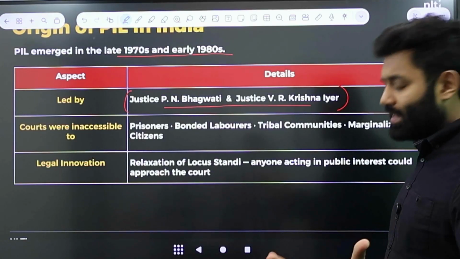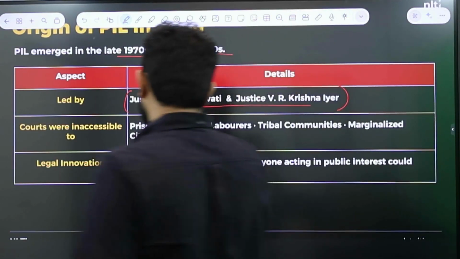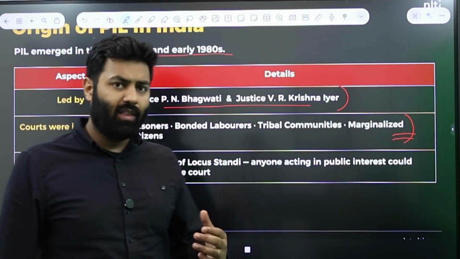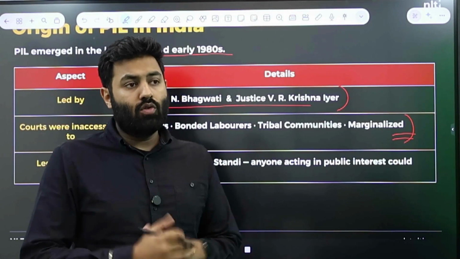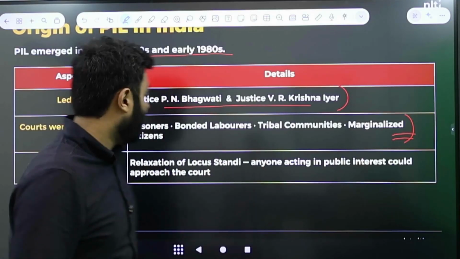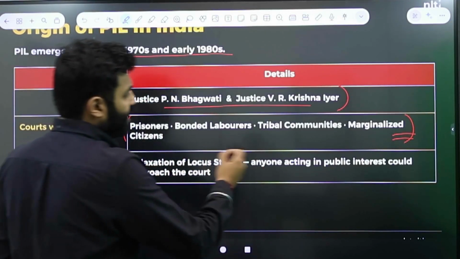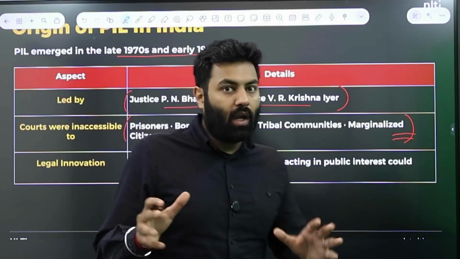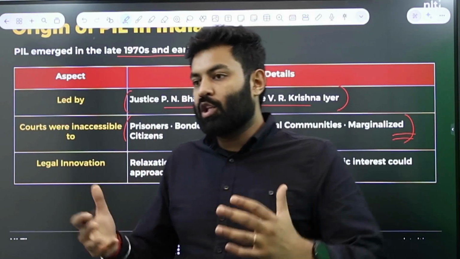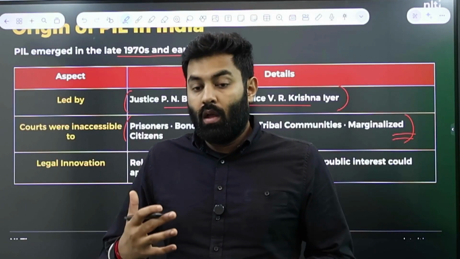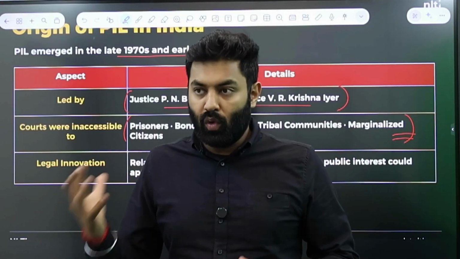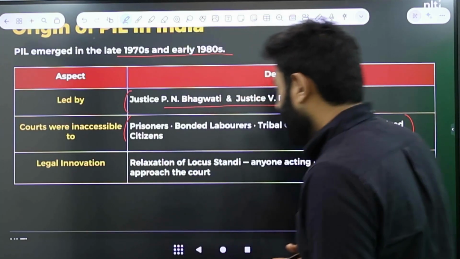Courts were inaccessible. People of these communities were never able to access courts. They were not able to know what their legal rights are, right? Like prisoners, bonded laborers, tribal communities, marginalized citizens. So these were the target audience. These were the people for whom PIL now works, or at that time should have worked, as a very powerful tool to get their problems solved.